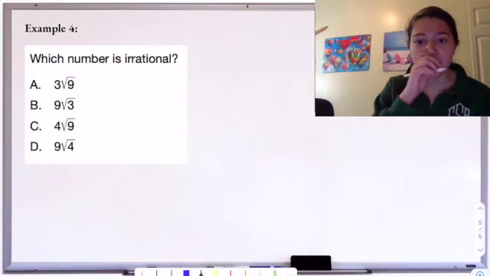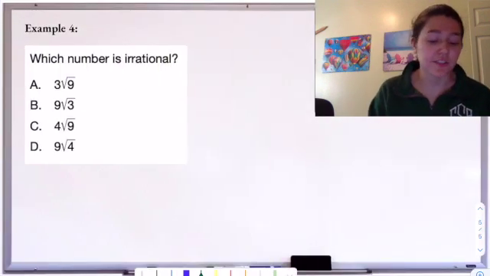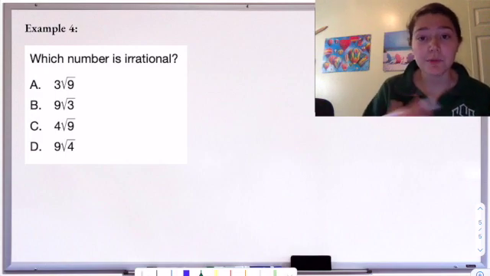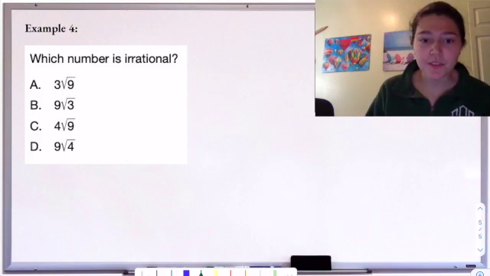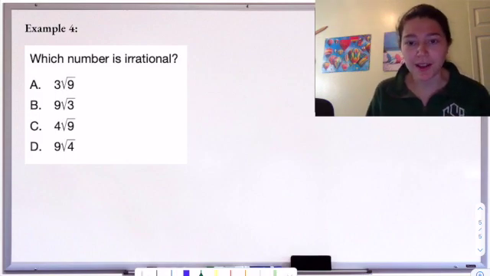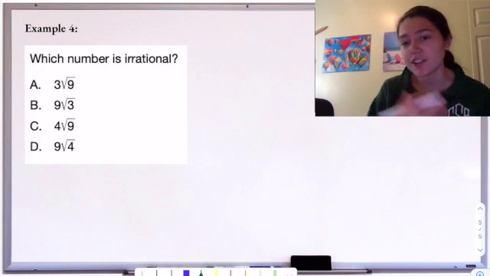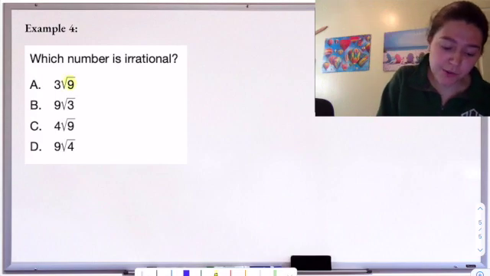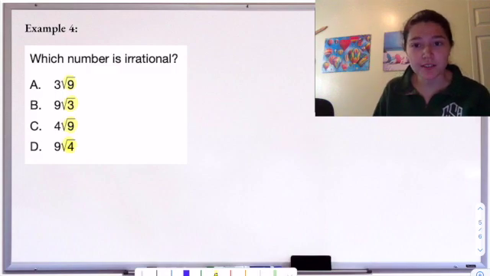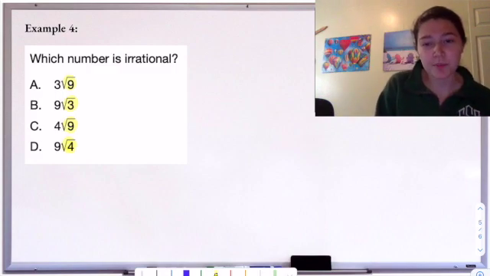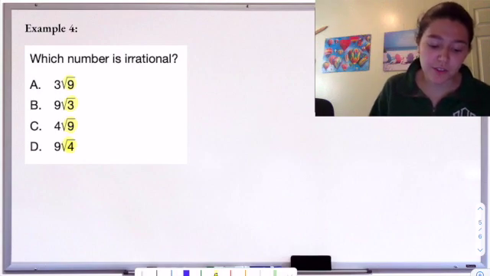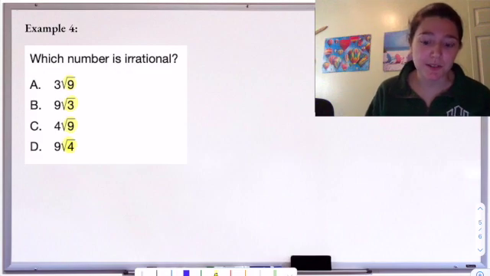All right. And then lastly, we're asked which number is irrational. So we have some integer, 3, 9, 4, 9, and then we're multiplying by some square root. If you have an integer and you multiply by another integer, you're going to get another integer, which is rational. We're going to get an irrational if one of these square roots is irrational. If you take an irrational number and multiply by a rational number, you're still going to get an irrational number. So we just have to figure out which of these square roots is going to give us an irrational number.